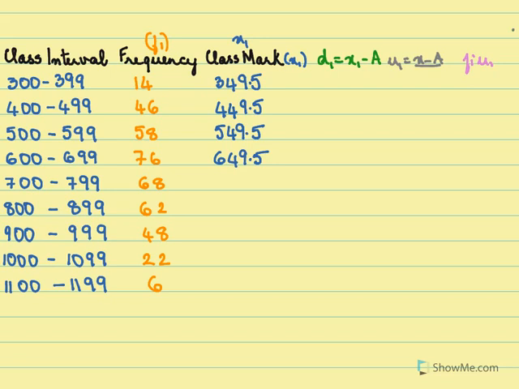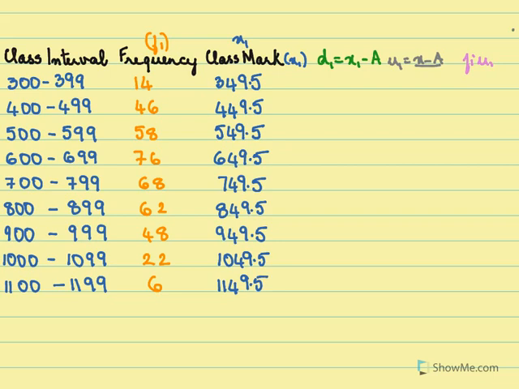700 plus 799 divided by 2, that is 749.5. 800 plus 899 divided by 2, so that's 849.5, and then you'll get 949.5, then 1049.5, 1149.5.